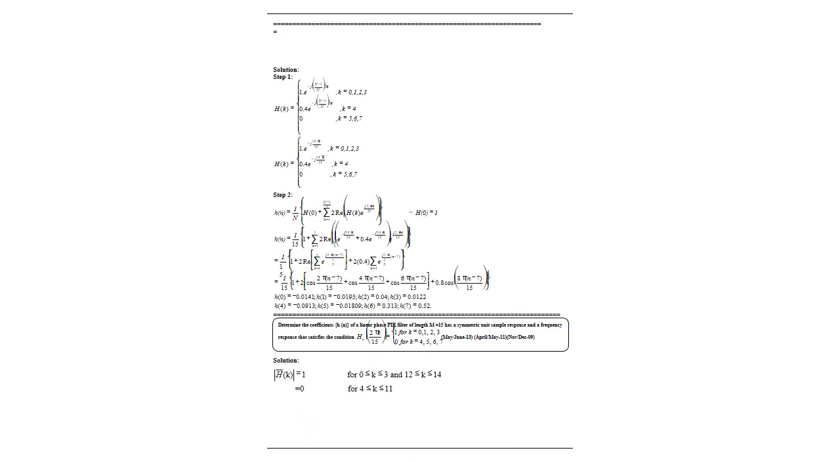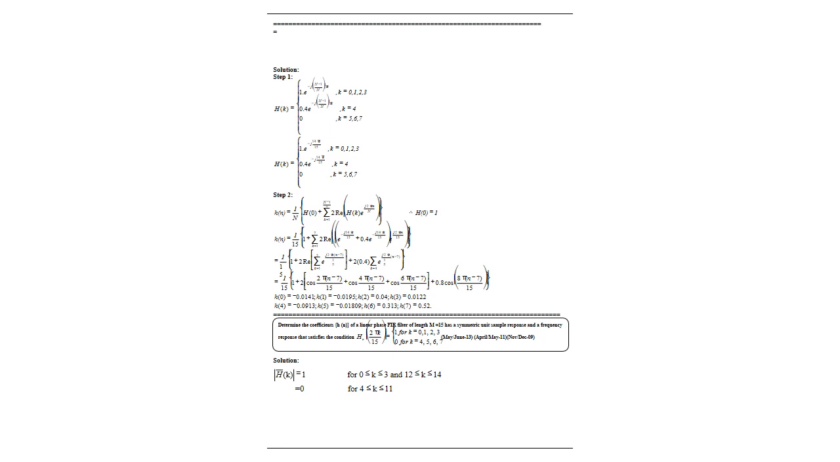So the solution is, first thing is step 1. So there is h of k equal to 1 into e to the power of minus j (n minus 1) by n pi, for k equal to 0, 1, 2, 3. Next 0.4 e to the power of minus j (n minus 1) by n pi for k equal to 4, and 0 for k equal to 5, 6, 7.